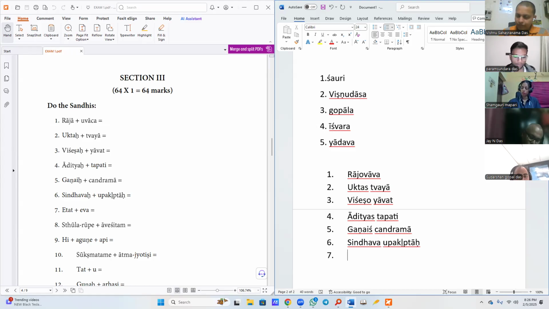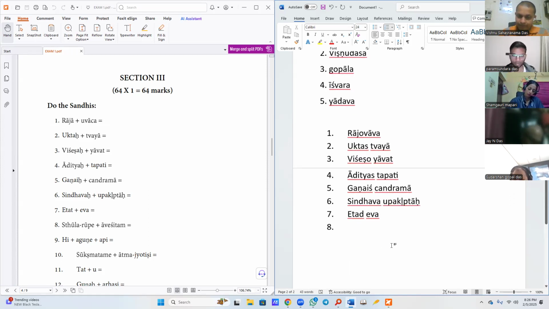Then etateva becomes etadeva. Sthula rupe aveshitam. So here a becomes I, and optionally deletion of ya, sthula rupa aveshitam, both the forms. If you have written only one option, give half marks to yourself.